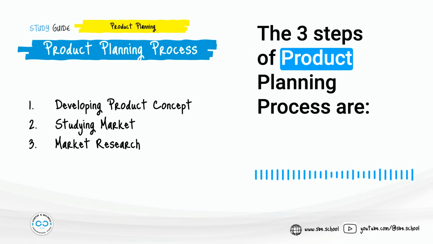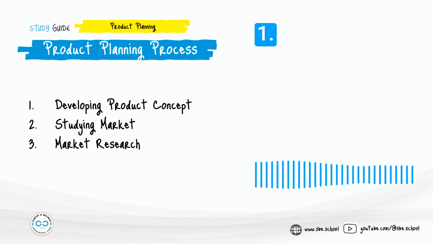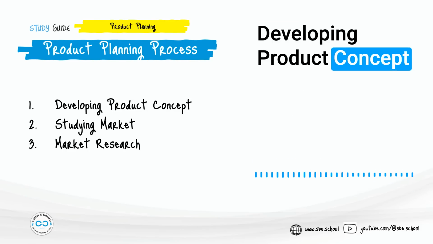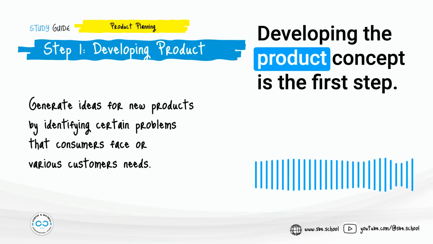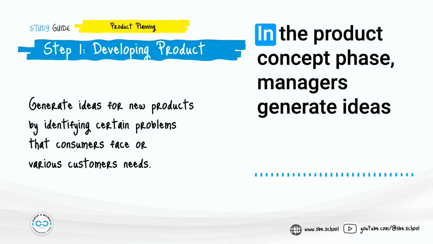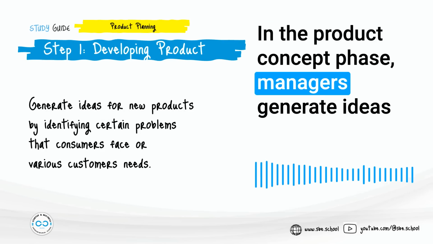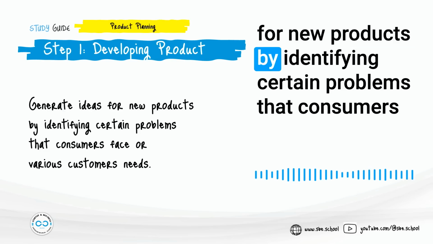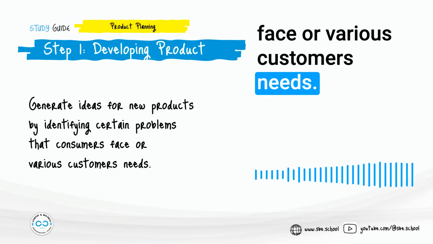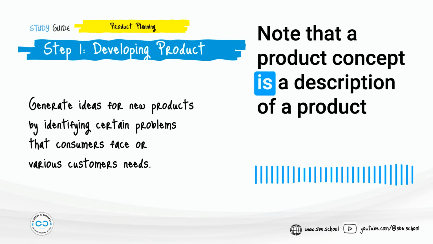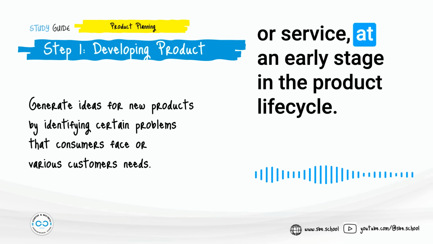The 3 steps of the product planning process are: 1. Developing the product concept. 2. Studying the market. 3. Market research. Developing the product concept is the first step. In the product concept phase, managers generate ideas for new products by identifying certain problems that consumers face or various customers' needs. Note that a product concept is a description of a product or service at an early stage in the product life cycle.